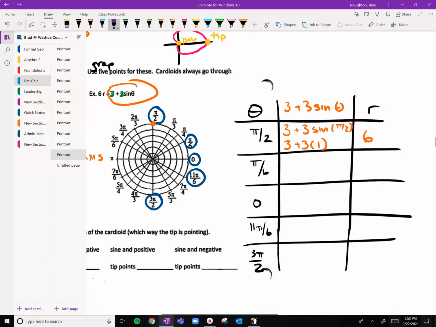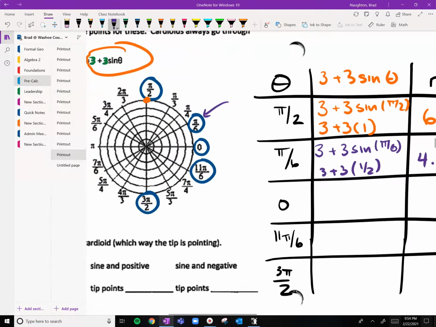Alrighty, so let's go ahead, and you guys probably get the gist from here on out. So sine pi over 6. So that's going to be 3 plus 3 times 1/2, which is going to be 4.5. See, some decimals are unavoidable, but at least they're decent. So again, the nice reason, if it's circled, it makes it easier to find. So 1, 2, 3, 4.5 there.